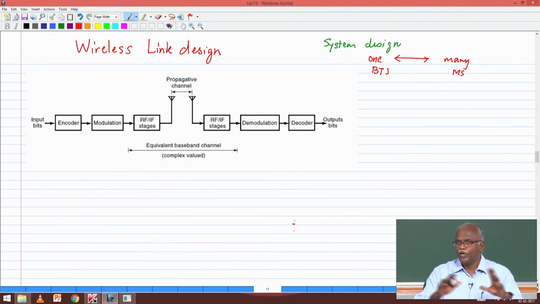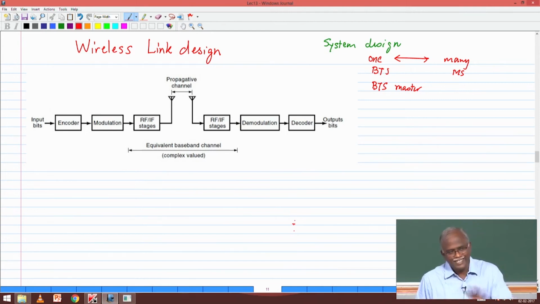So what we are looking at is a large scenario, a large perspective. This is a scenario where you make several assumptions, and one of the assumptions is that the BTS is the master, and it's a one-to-many communication. On the other hand, once we have this systems perspective reasonably well understood, the bulk of this course will focus on the actual physical communication between the base station and the mobile.